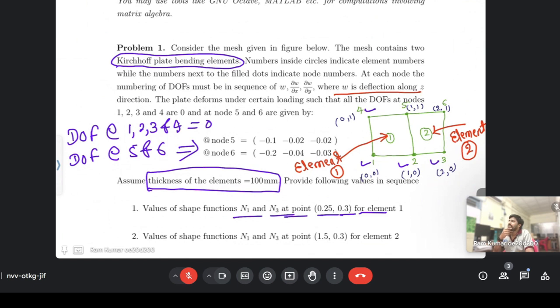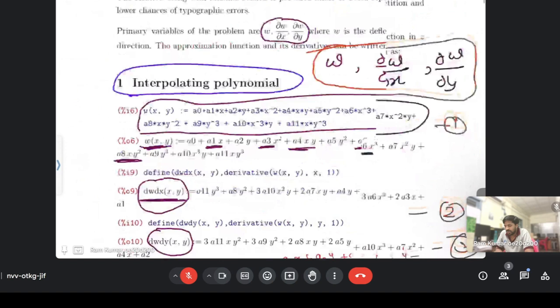So which lecture number is it? No, week 8. If you go through week 8, you will find all these questions and concepts, like how to derive the elemental equation, the Kirchhoff plate bending element, the shape function and other stuff. In week 8, it will be easy if you go through all the videos.